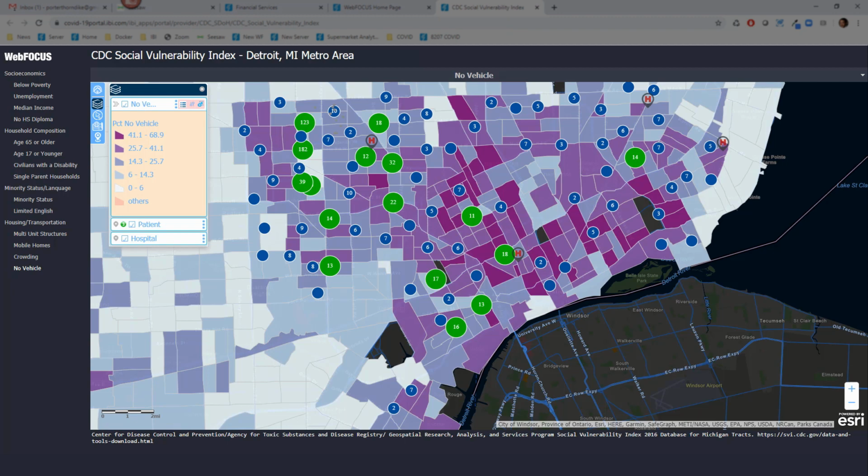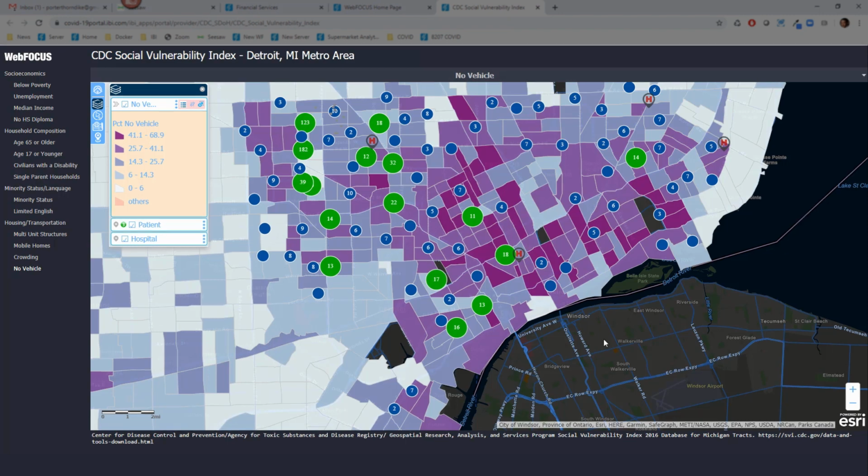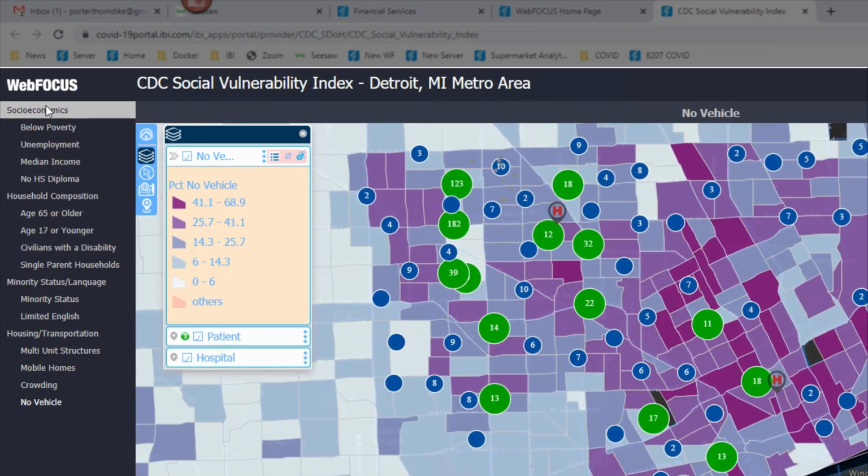That includes unemployment, minority status, disability, and it further groups them into 4 related themes. You can see socioeconomics, household composition, minority status and language, and housing and transportation.